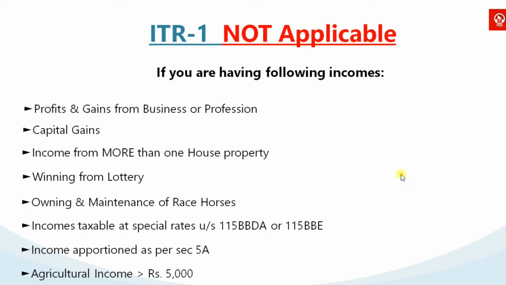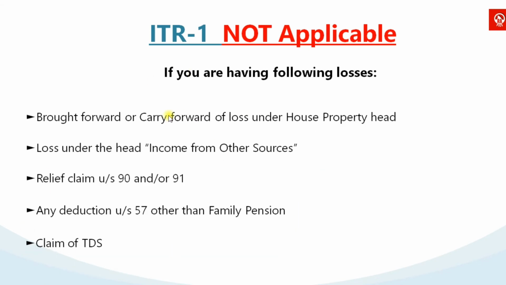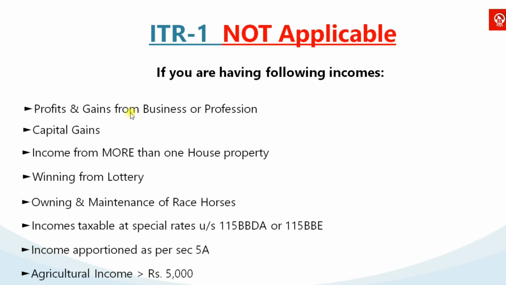And the second one is, if you are having the following incomes or losses, then you should not file ITR1. First we will see the list of incomes, then we will move on to losses. If you are having profits and gains from business or profession, or capital gains, or income from more than one house property, or winnings from lotteries, or owning and maintaining of race horses, or if you are having any income which is taxable under these sections, or if you are having income apportioned as per section 5A, or your agricultural income is more than 5,000. In these cases, you should not file ITR1.